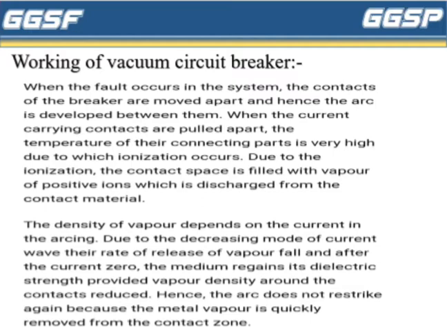rises, and due to this the contact space is filled with positive ions which come from the contact. The density of vapor depends on the current in the arc. Due to the decreasing current wave, the rate of release of vapor falls, and after current zero the medium regains its dielectric strength as vapor density around the contacts reduces. Hence, the arc does not restrike again because the metal vapor is quickly removed from the contact zone.